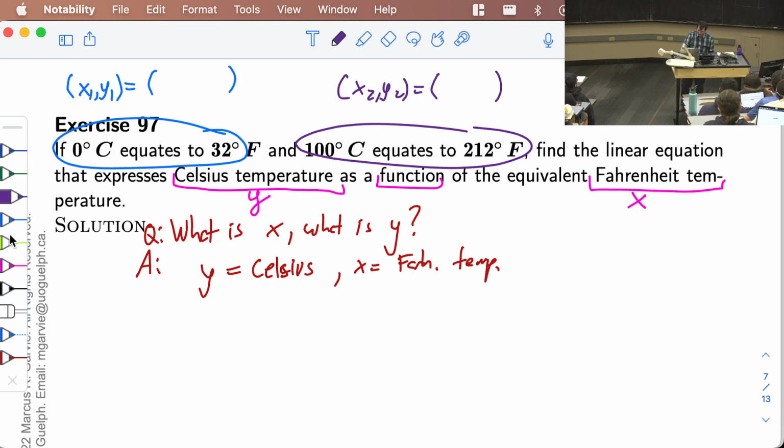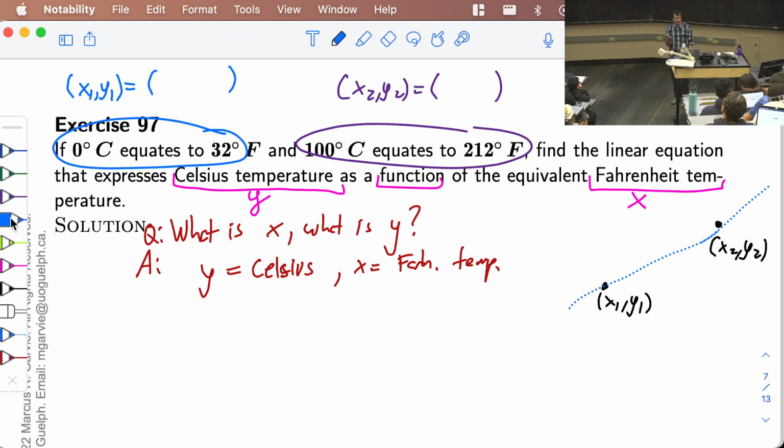And what do I mean by this? If you're kind of plotting this visually, we have 2 points. We have x1, y1, that's our first piece of information. We have x2, y2, that's our second piece of information. And we're trying to find the line that goes between them. The line, not the curve, but you get it. So what are the numbers? What are x1 and y1? What are x2, y2? 0 Celsius equals 32 Fahrenheit.